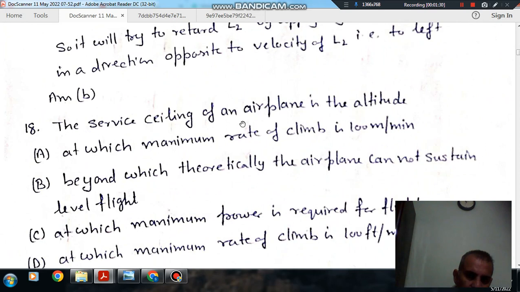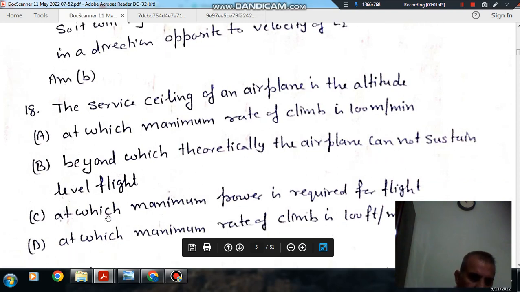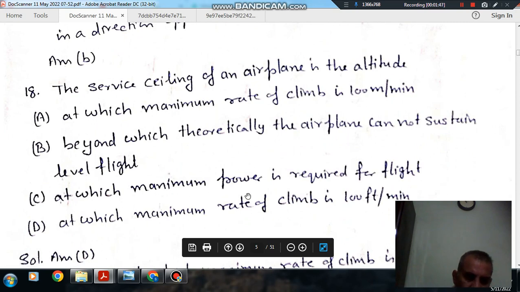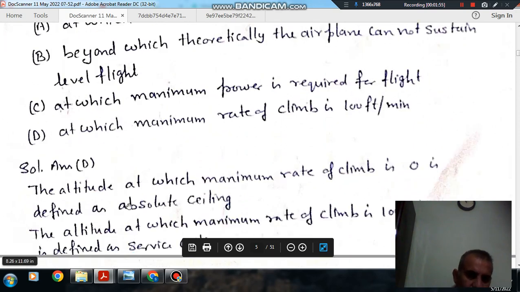The service ceiling of an airplane is the altitude. Option A, at which the maximum rate of climb is 100 meters per minute. Option B, beyond which theoretical airplane cannot sustain level flight. C, at which maximum power is required for flight. D, at which maximum rate of climb is 100 feet per minute. So answer is D.